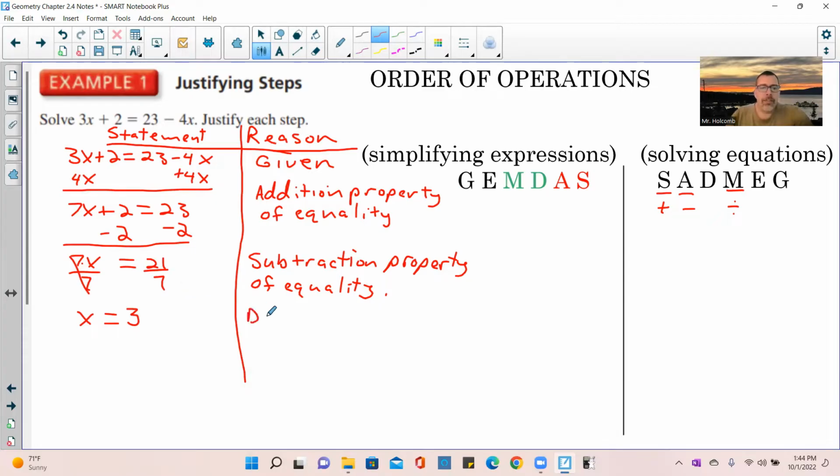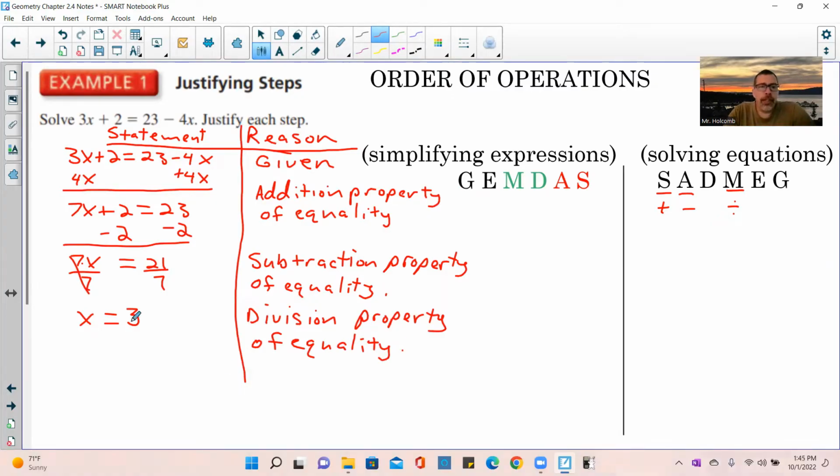And that is the division property of equality. The division property of equality.